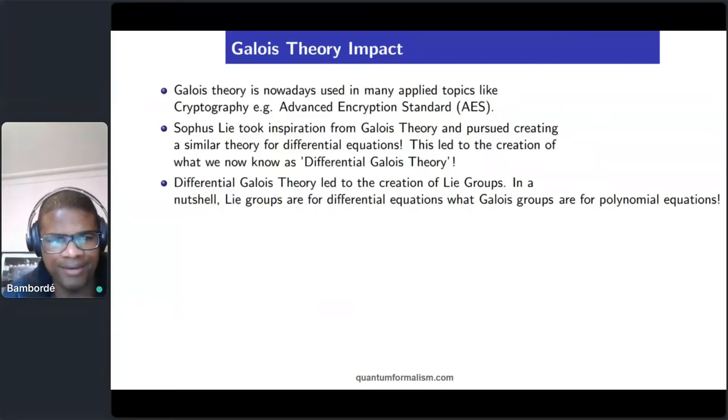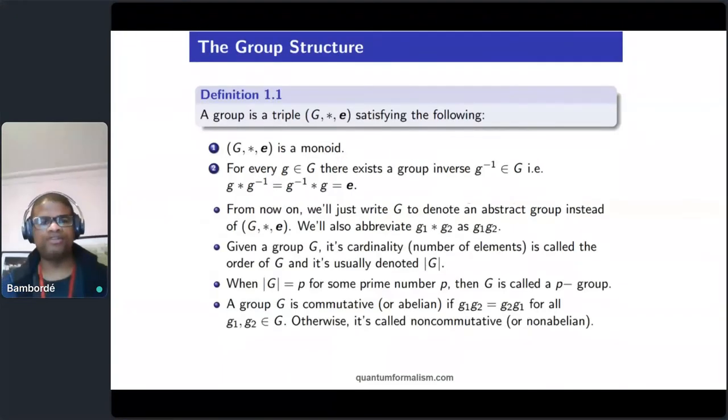So let's crack on. Here is the definition of a group. A group is a triple, similar to a monoid. We call it G, but it also comes with a binary operation star and a special element e. The triple (G, star, e) is a monoid. You know what a monoid is, right? And for every small g in big G, there exists an inverse in G. In other words, every element has a group inverse in a group.